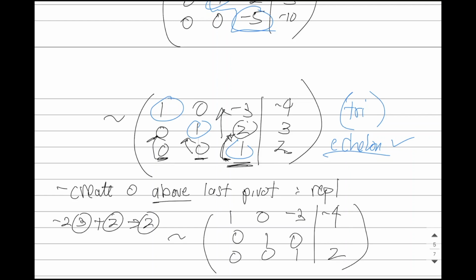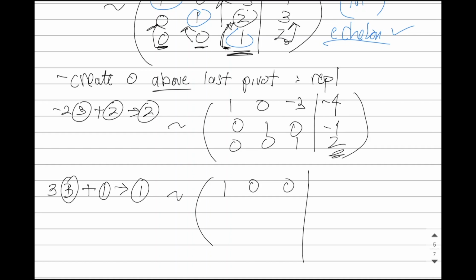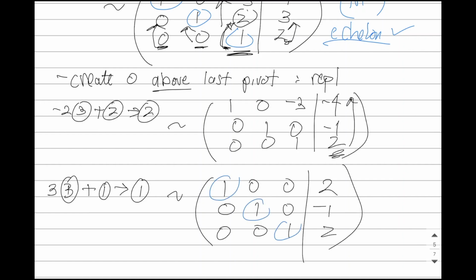-2 times 2 is -4. Added to this gives me a -1. I have now created a 0. I got to create another 0. So 3 bunches of equation 3 added to equation 1 gives me the new equation 1. So this will turn into 1, 0, 0. 2 times 3 gives me 6. 6 added to -4 gives me a 2. Everything else is the same, and I am now in reduced echelon form.